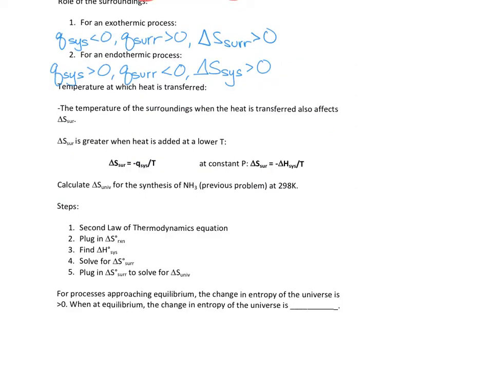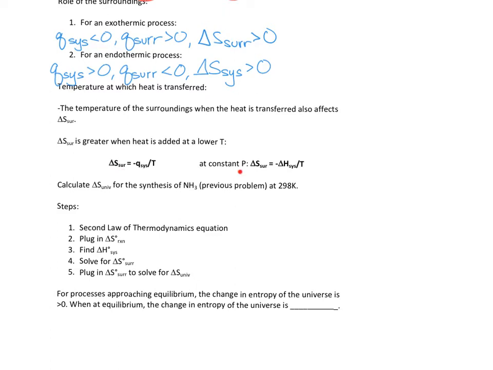But the temperature at which the heat is transferred does have an effect on delta S of the surroundings. Delta S of the surroundings will be greater, so a greater change, when heat is added at a lower temperature. And the reason is because delta S of the surroundings is equal to negative the amount of heat that's transferred, over T. So when T is a lower number, this makes delta S a larger value.